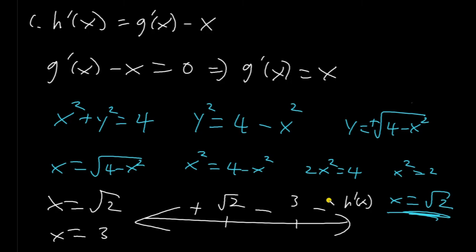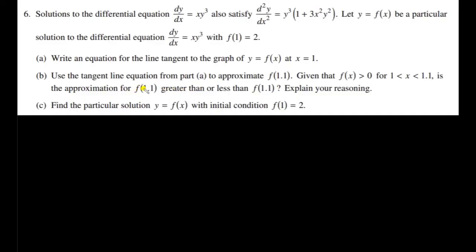Done. Alright, final question. Solutions to the differential equation dy/dx equals xy cubed also satisfy blah. Let y equal f of x be a particular solution to the differential equation with f of 1 equals 2. Part A, write an equation for the line tangent to the graph of y equals f of x at x equals 1. Now, you probably have never seen a question like that before, where they're asking you to write a tangent line with all this stuff here.